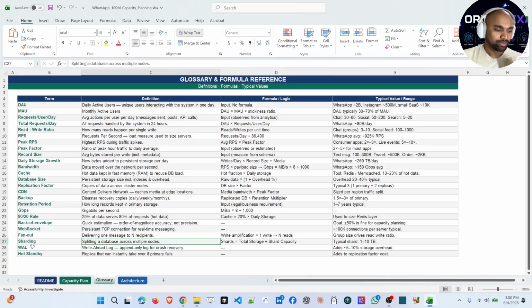Shard size. Write-ahead log: we use the write-ahead log to recover from a crash. The hot standby is the replica that can instantly take over from the primary. That is the backup and disaster recovery concept.